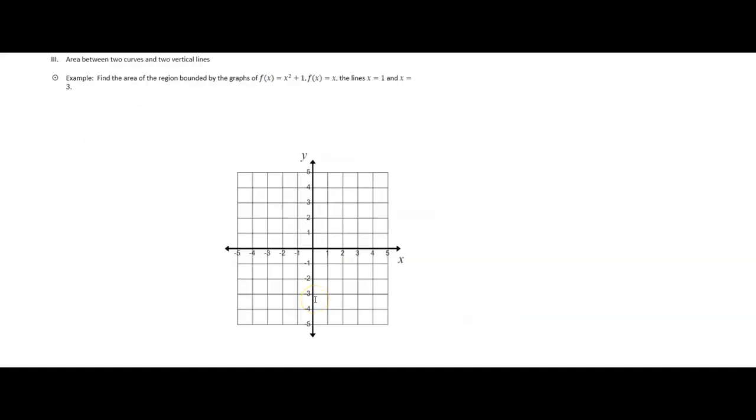Okay, so next we're going to work an example. It says find the area of the region bounded by the graphs of f of x equals x squared plus 1, f of x equals x, and the lines x equals 1 and x equals 3. So I'm going to start by sketching out a graph.